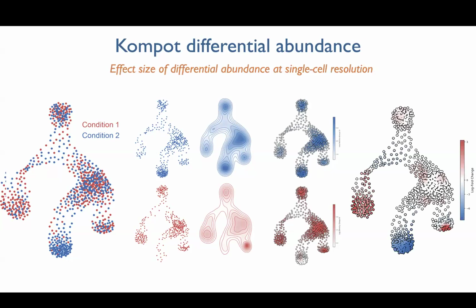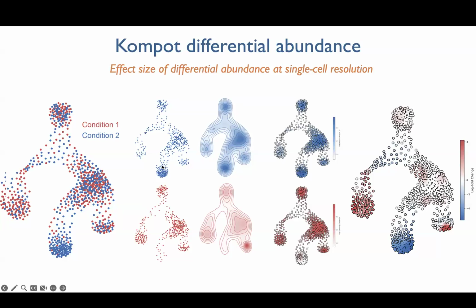And then from there, because we have single cell for each cell, what is the predicted density in one condition, what is the predicted density in another condition, we can actually get a fold change that gives us a measure of the effect size of differential abundance. Okay, so for example, oh, I should use this.